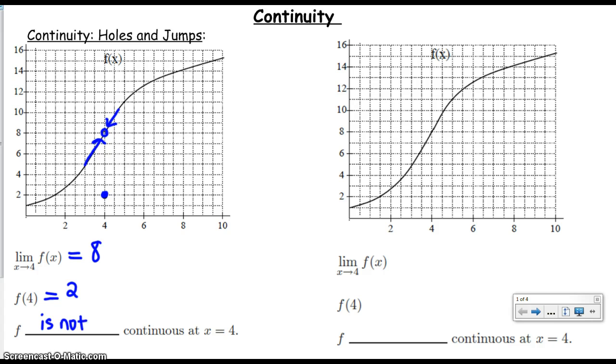The non-mathematical definition of continuous is that you can trace the curve without picking up your pencil. And you can see that you cannot do that with this curve, because when you get to the hole, you have to pick up your pencil and move to the other side of the hole.